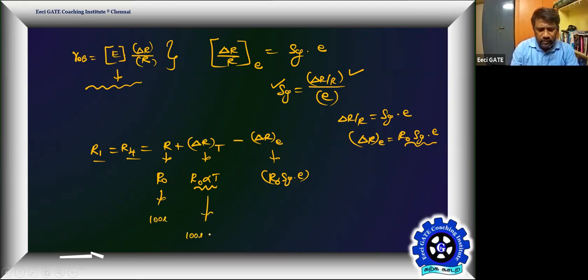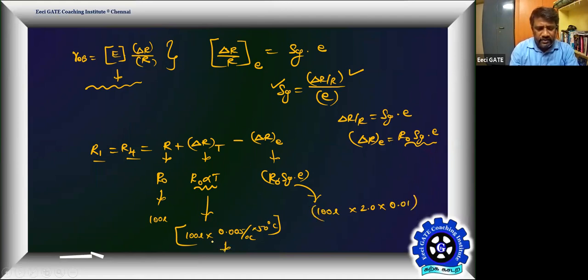What is that? 100 ohm into alpha, which is given as 0.005 per degree C, into the temperature, that is 50 degrees C. Then this one is 100 ohm into the gauge factor, which is given as 2.0, into strain applied, which is given as 0.01. With this we can calculate delta due to strain. If we calculate 100 into 0.005 per degree C into 50 degrees C, it will end up with 25 ohms. And this will be 1 by 100 into 2, which is just 2 ohms.